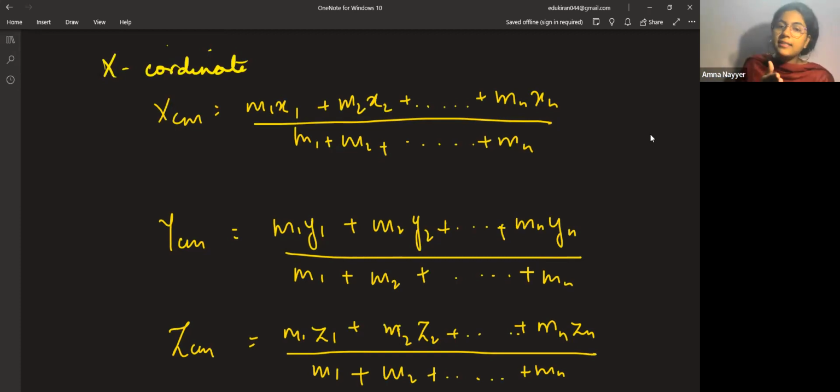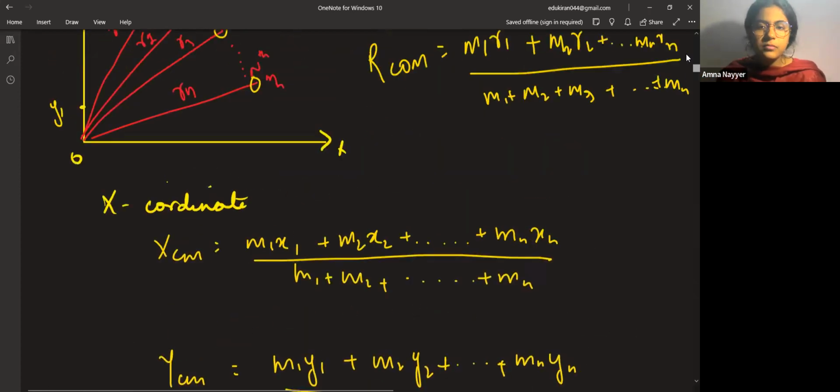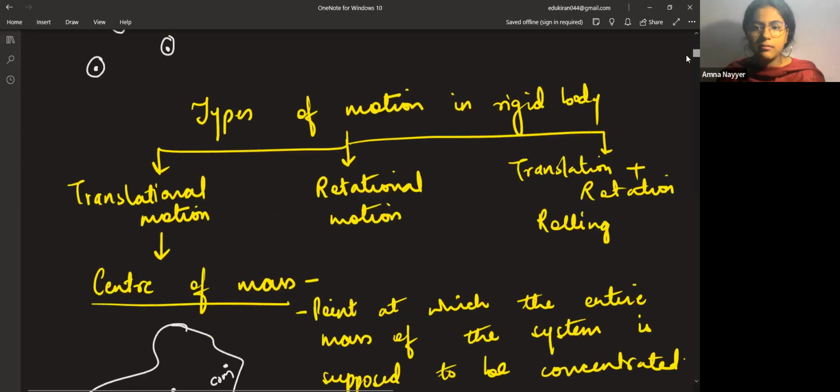For the y-axis, it will be M1y1 plus M2y2 plus Mnyn, whichever are there, so M5y5, whatever is given, divided by M1 plus M2 plus M3 up till Mn. Last is the z-axis, M1z1 plus M2z2, like this you have to do. So I've told you the generalized formula and the specific x, y, and z, because anything can be given in the question. Note it down, write it down, then we'll see the question also.